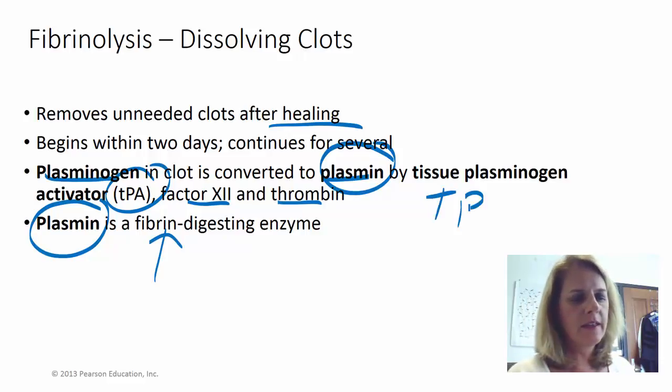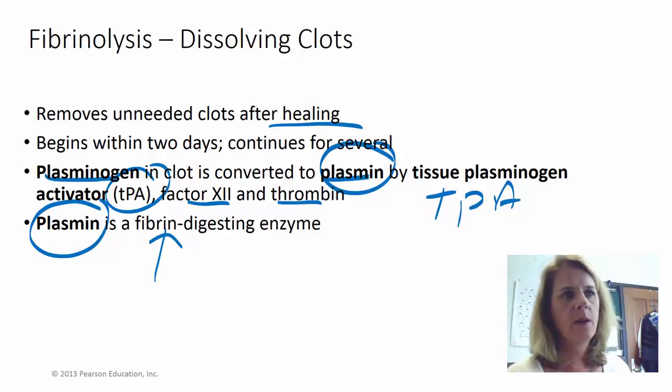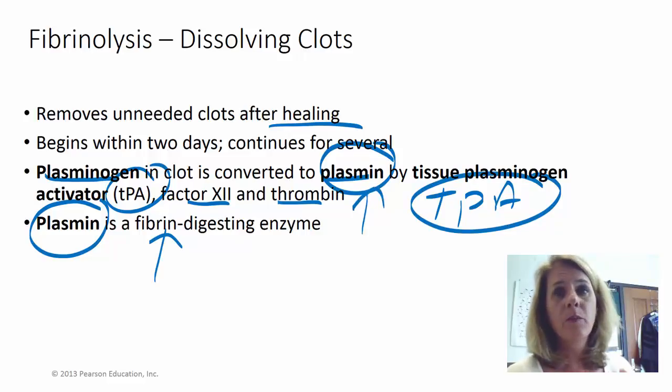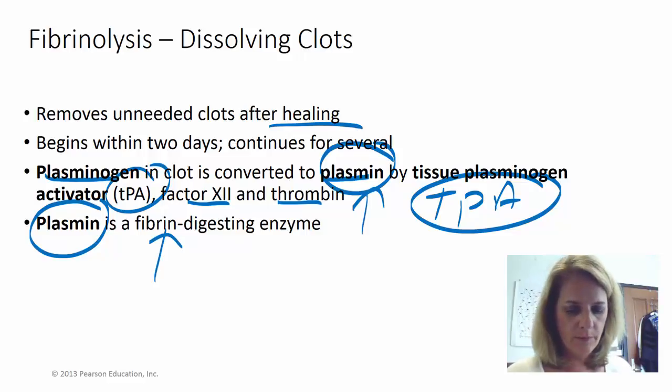TPA is that thing that they give you if you've had a stroke. A lot of times when someone's had a stroke, they've got a clot. And so if you think someone's had a stroke, get them to the emergency room as soon as possible so they can give them TPA, which can cause the formation of plasmin, which can break down that clot quickly and hopefully restore blood flow to the brain and reduce the effects of the stroke. So that may be where you've heard of TPA before.